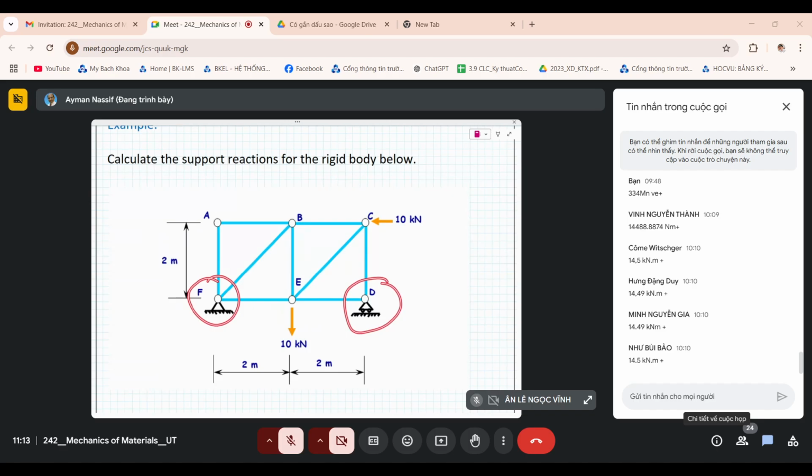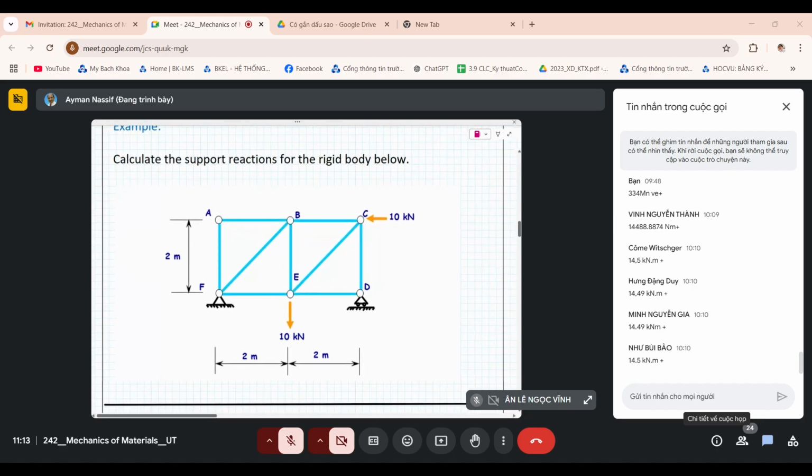I'll give you 5 minutes to do it. I think you have done it before, but let's do it again to be absolutely sure everyone is confident. What are the reactions at F and D? I will wait for your contribution in the chat box, and as I said, I will copy all the chat box into my record at the end of the session.